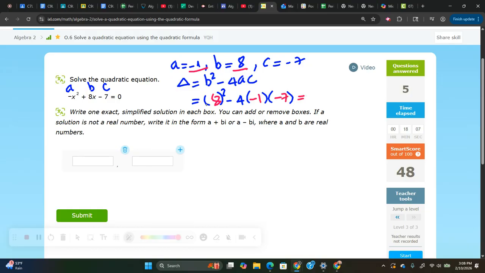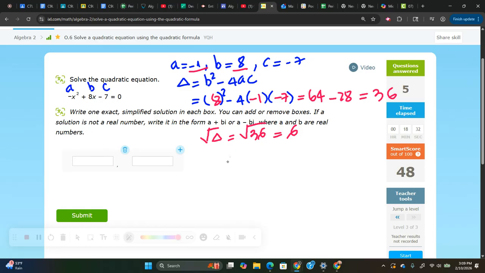Okay, so the front I come out 64. The back I come out subtract 28. So 64 subtract 28, that's 36. Beautiful. So the square root of delta is the square root of 36, which is number 6.